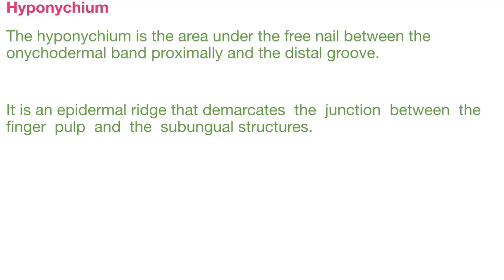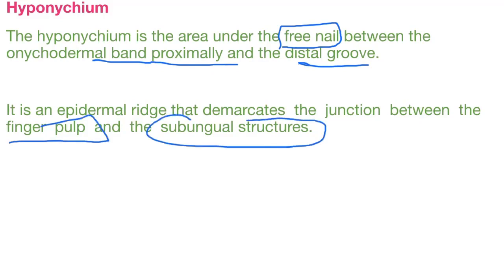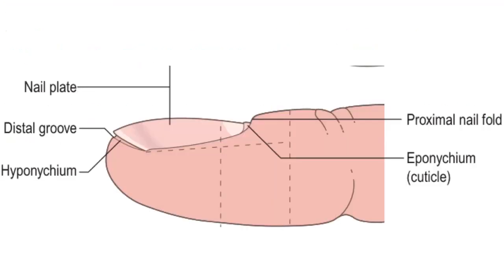Coming to the last part, the hyponychium is the area under the free nail between the onychodermal band proximally and the distal groove. It is an epidermal ridge that demarcates the junction between the finger pulp and the subungual structures. Subungual means subnail. Ungual means nail. You see, this is the hyponychium, right? This is the onychodermal band.